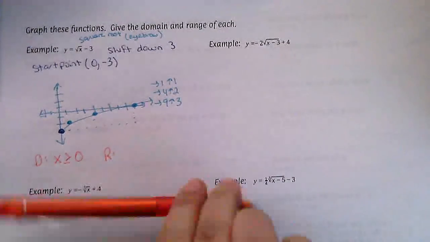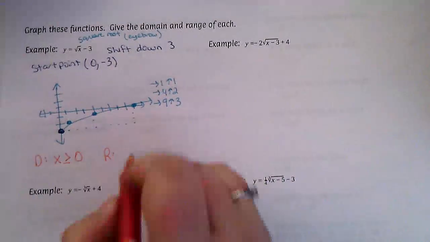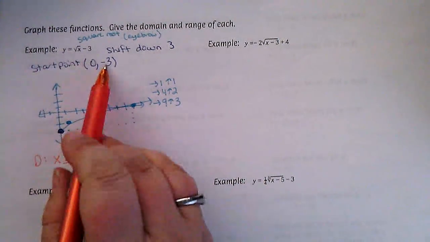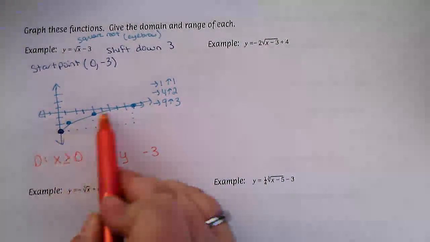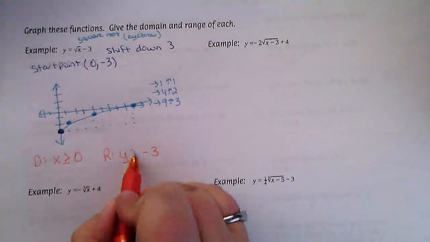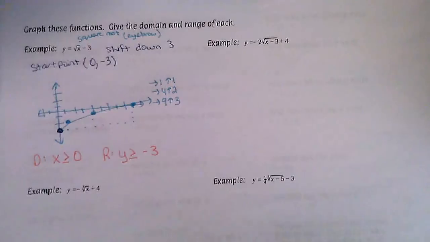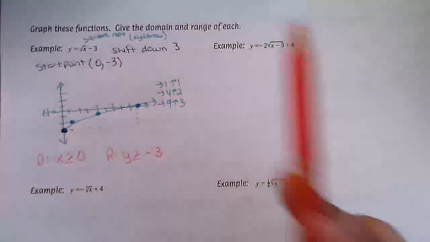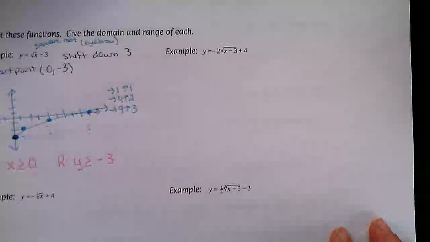Range, same thing. Start at the bottom, move up. This is the point I hit. Range is always Y. From this point, I steal the Y value, -3. And then is it above this point? Yep. So I use greater than or equal to. It's or equal to because my graph actually touches that point. Okay. Graph, give the domain and range. Done.